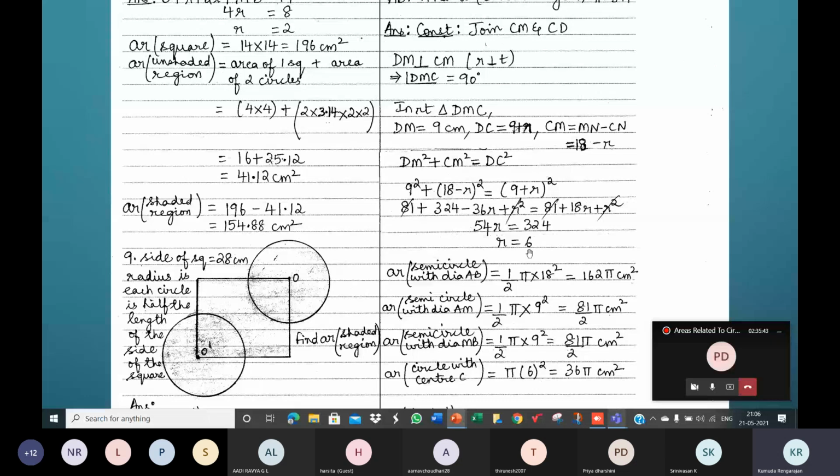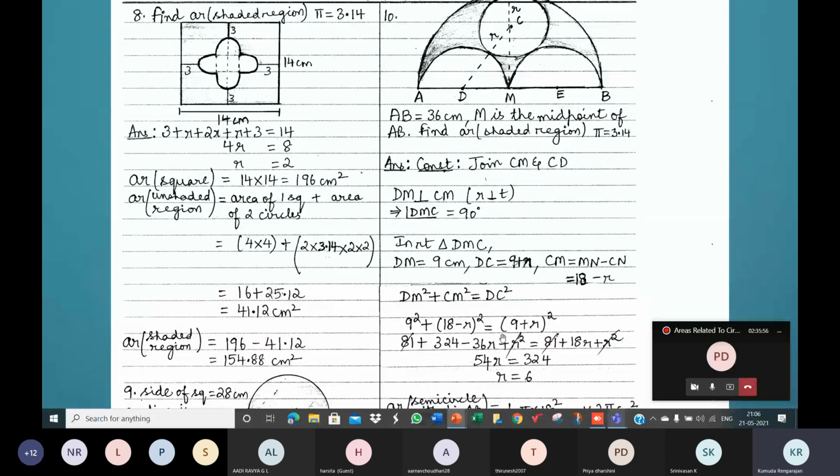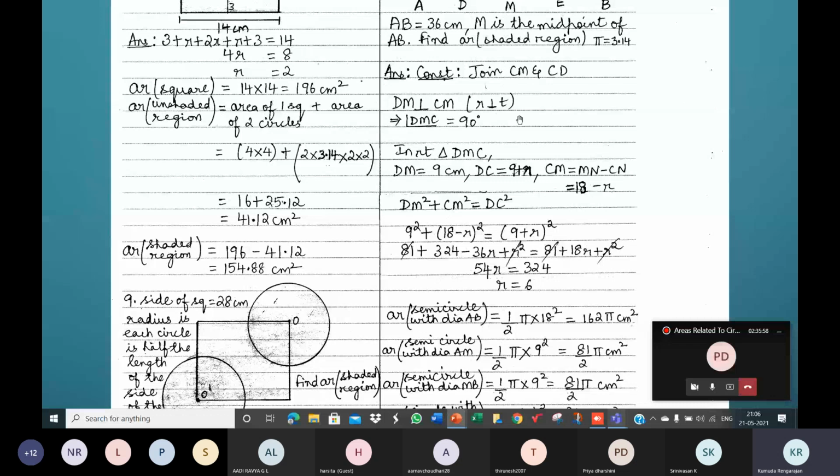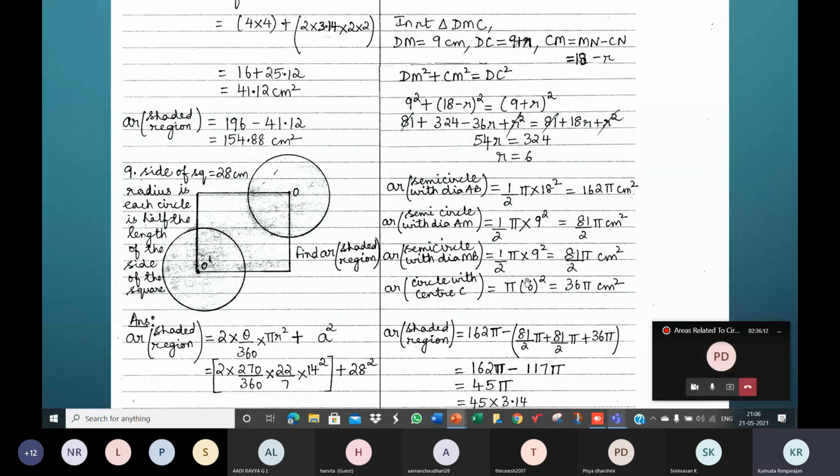That's what we understood. For the three semicircles, we know the radius of all three. We don't know the radius of this circle, and that is what we need to find first. We do some construction, take up a triangle, show it's a right triangle and then use Pythagoras theorem. Having found the radius, it's simple to find the area of the shaded region.